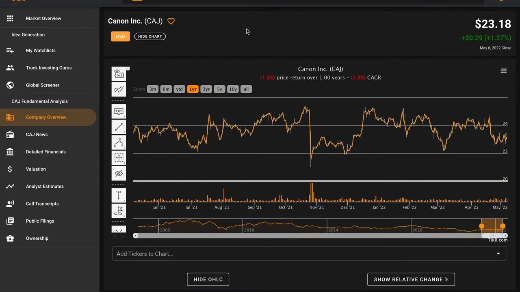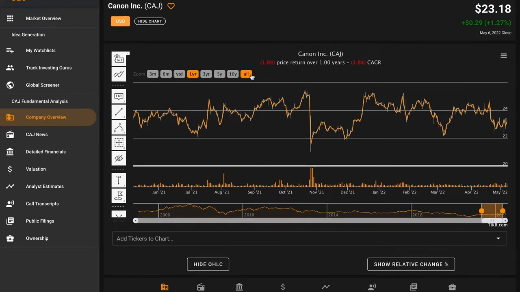In today's video, we'll be performing a fundamental stock analysis of Canon Inc, ticker symbol CAJ. At the time of recording this video, Canon is trading for just over $23 per share. They've been pretty steady over the past year. Their stock is only down about 2%, so down significantly less than the overall market.